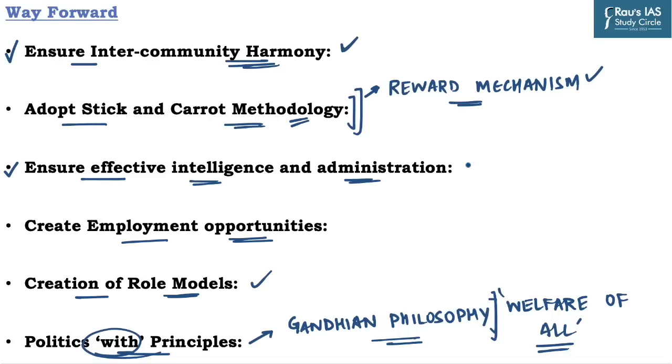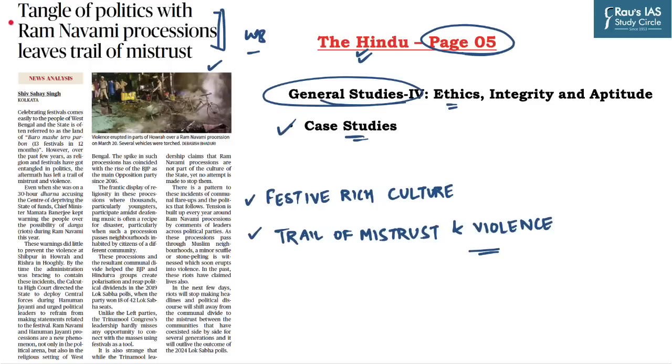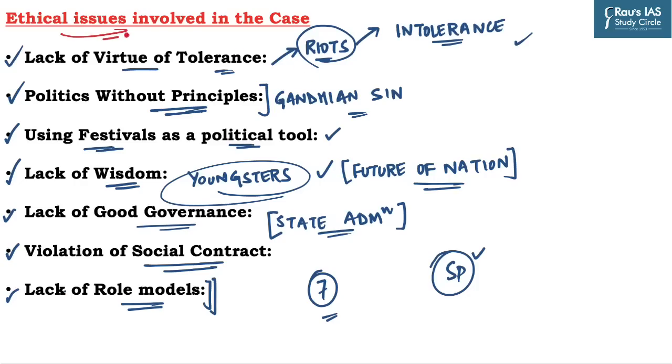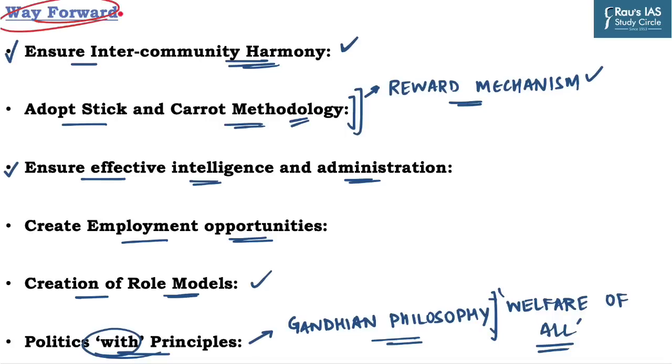So whenever you come across such news, just try to analyze the ethical issues involved in that particular case and try to frame a strategy so that such incidents can be prevented in future. To summarize this, first of all, we have discussed the context and its relevance for the GS paper 4. We have also discussed the stakeholders involved in the case, the ethical issues which are involved, and we have also discussed the way forward for this particular case.